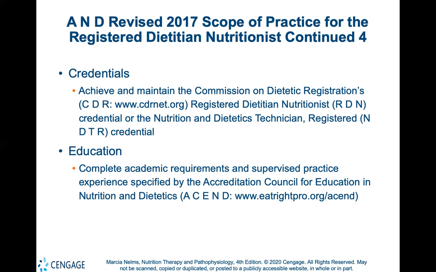The Commission on Dietetic Registration, or CDR, has moved to change the entry-level registration eligibility education requirement for dietitians beginning in 2024 from a baccalaureate degree to a minimum of a graduate degree. A graduate degree includes a master's degree, practice doctorate, or a doctoral degree.